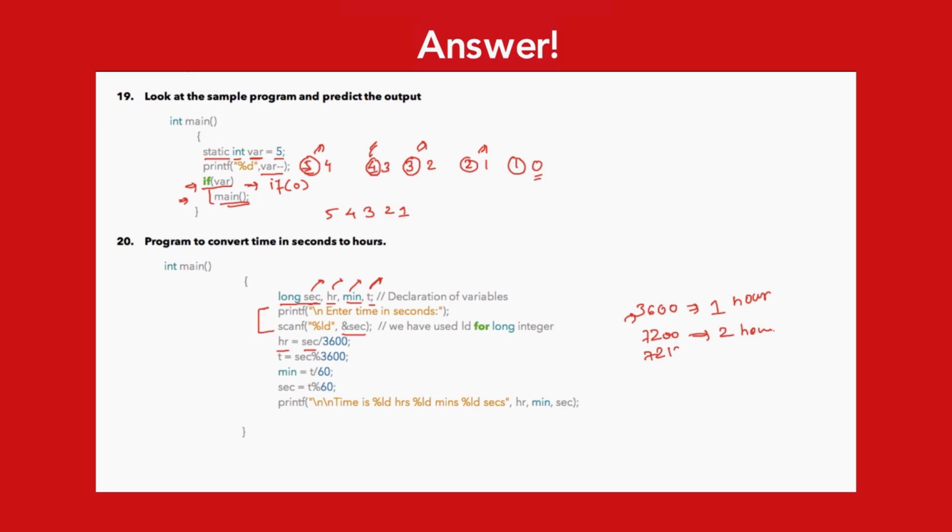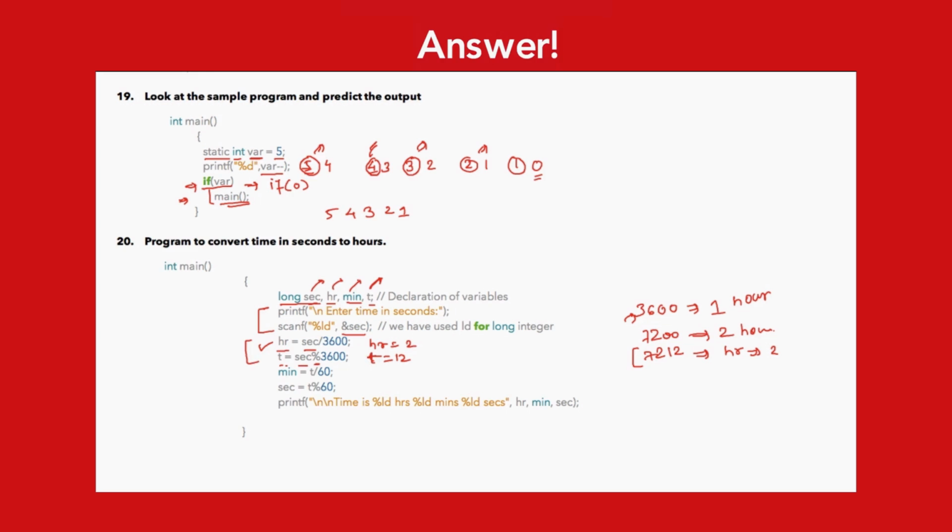Suppose we had entered, let's say, 7212. So again hr will be equal to 2 after execution of this statement. And then in the next statement we have t is equal to sec modulus 3600. Now for 7212 it will give us t equal to 12, as in the previous statement hr was given as 2. After applying the modulus operator we will have t is equal to 12.